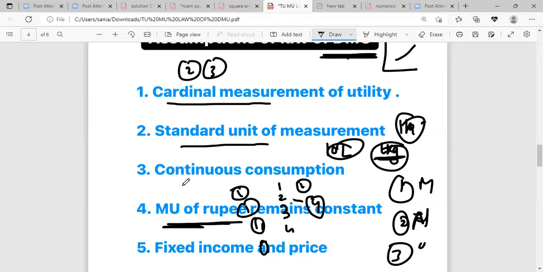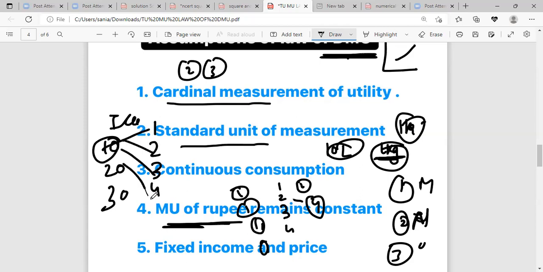Clear? So for example, I'm eating ice cream. Ice creams are also of different types, maybe 10 rupees ice cream, 20 rupees, 30 rupees, right? So if I'm eating ice cream one after another, then the value should be equal. If I'm eating 10 rupees ice cream, every ice cream should be of 10 rupees.